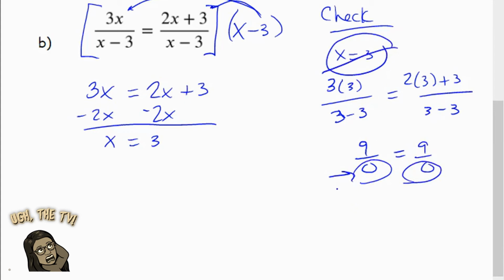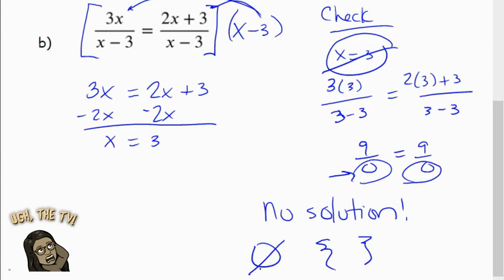It's actually extraneous. So for this problem, there is no solution. You can show that as an empty set. You could show that as a 0 with a slash through it, or you can write the words no solution. Okay, let's move on to example 3.